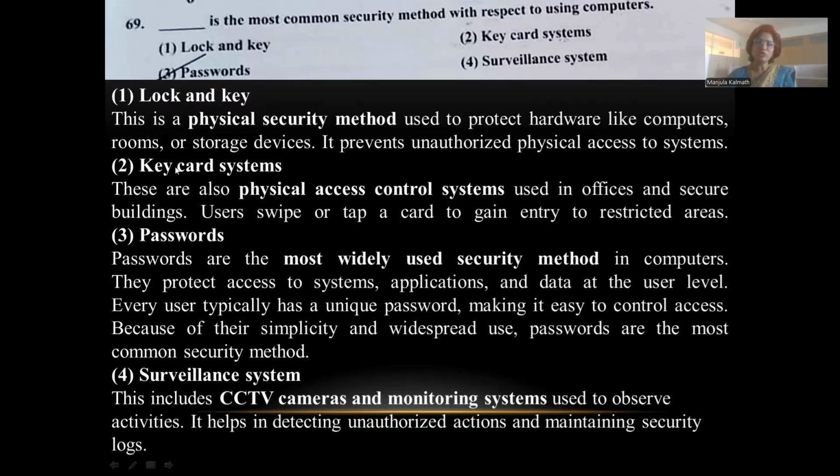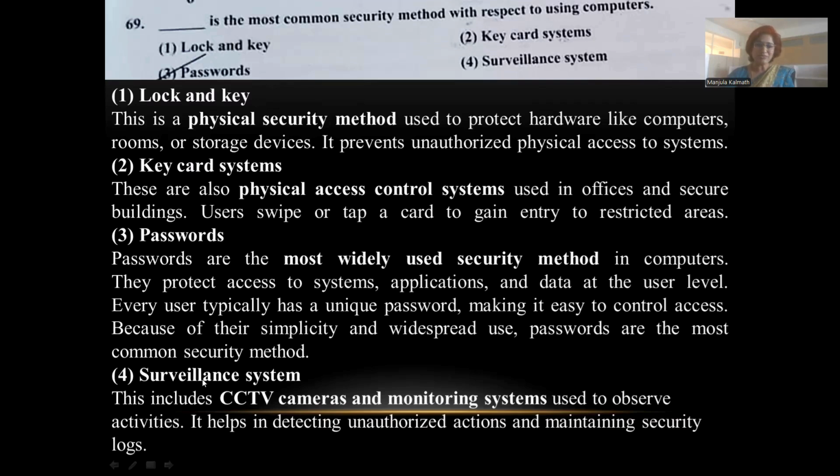And one more, the key card system, that is to prevent unauthorized access to the physical component. These are also physical access control systems used in offices and secure buildings. Users swipe or tap a card to gain entry into restricted areas.